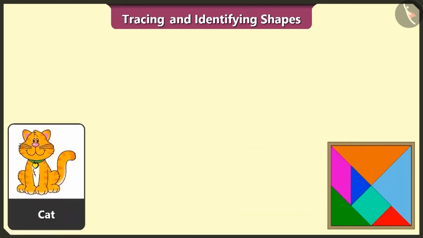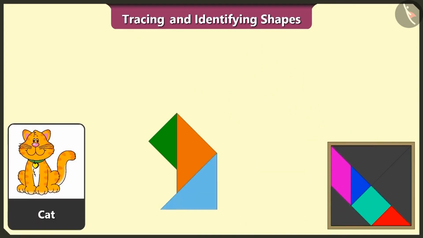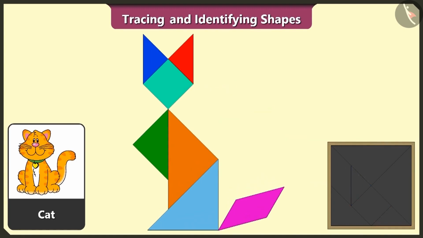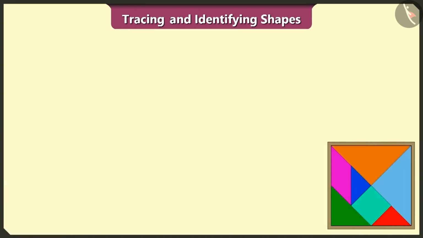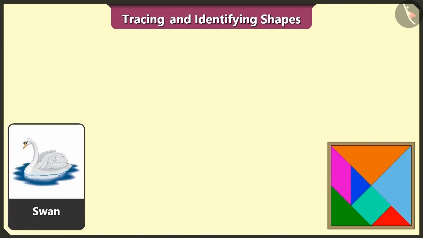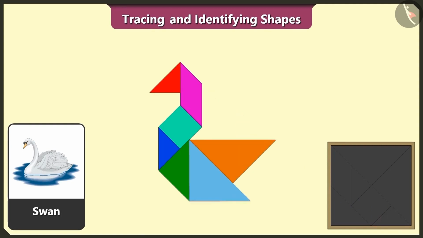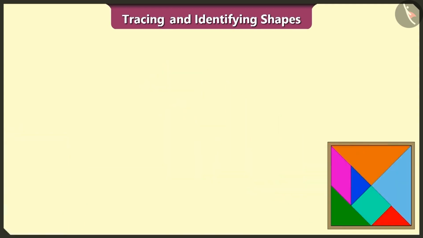This is a cat. So let's make a cat using 3 triangles, 1 quadrilateral, 1 square and the remaining 2 triangles. See, cat is ready. This is a swan. Now we will make a swan using 4 triangles, 1 square, 1 quadrilateral and 1 triangle. Swan is also ready. This is really interesting.